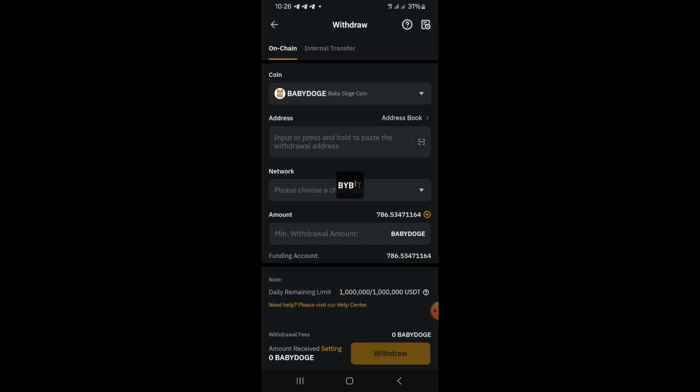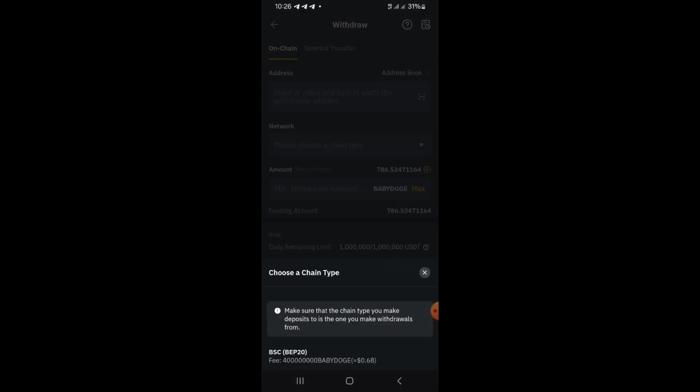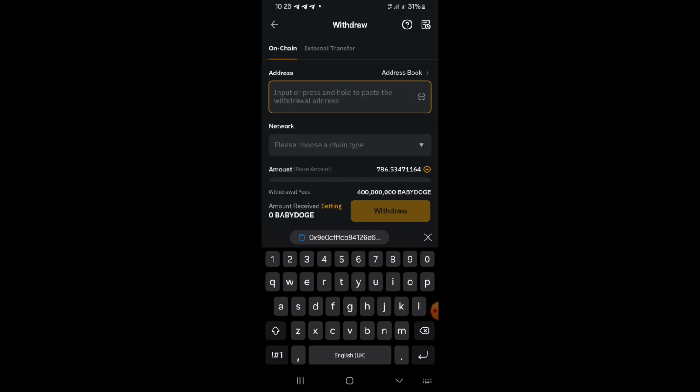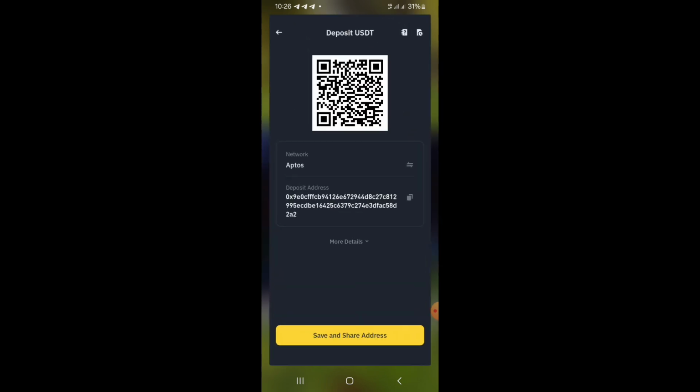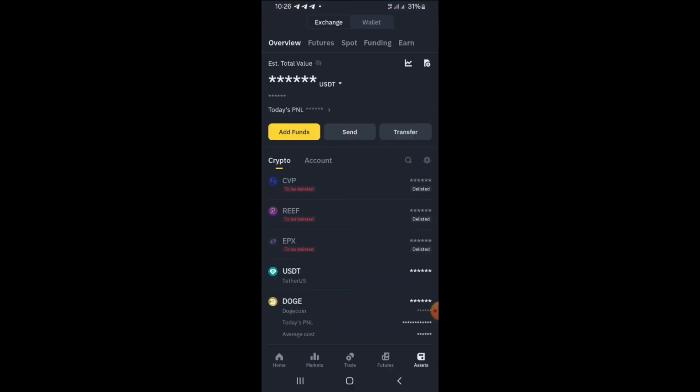Don't forget the link you copy, you will paste it here. After you paste the link, you will now choose the network of the link that you copy, which is Aptos, and then you will click on withdraw. Once you click on withdraw, you will do the remaining verification, and then boom, your money will land on Binance.